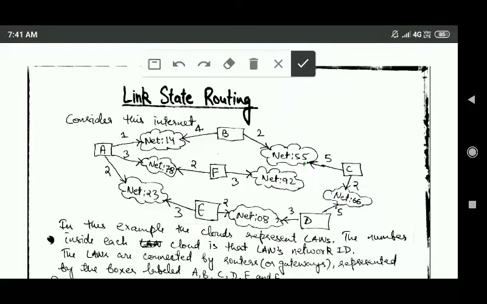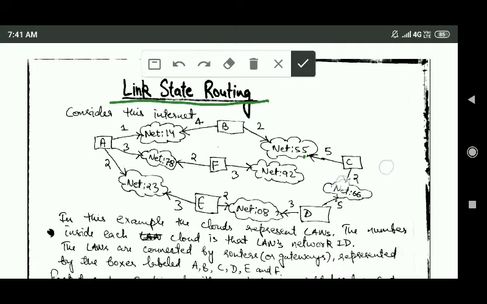Hello friends, welcome back. In this tutorial, we will study about link state routing. It is a routing algorithm. So first of all, consider this internet.